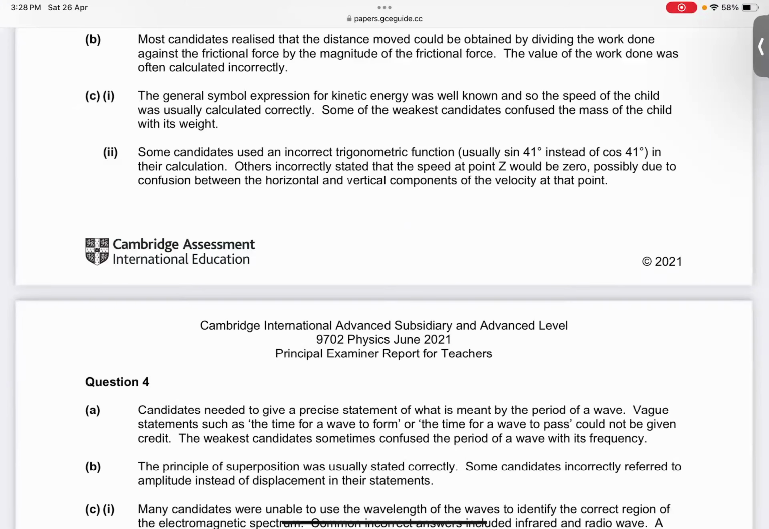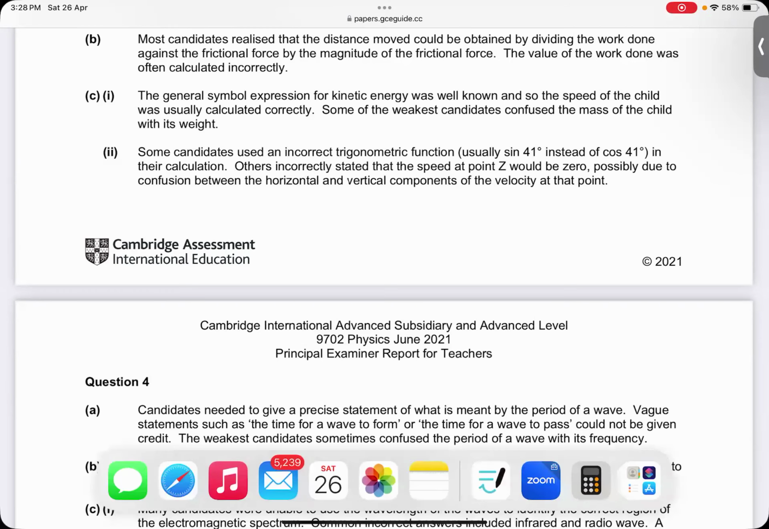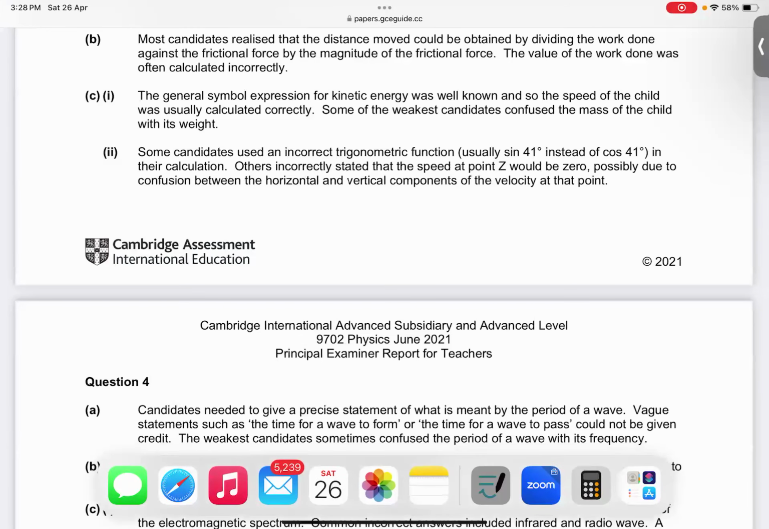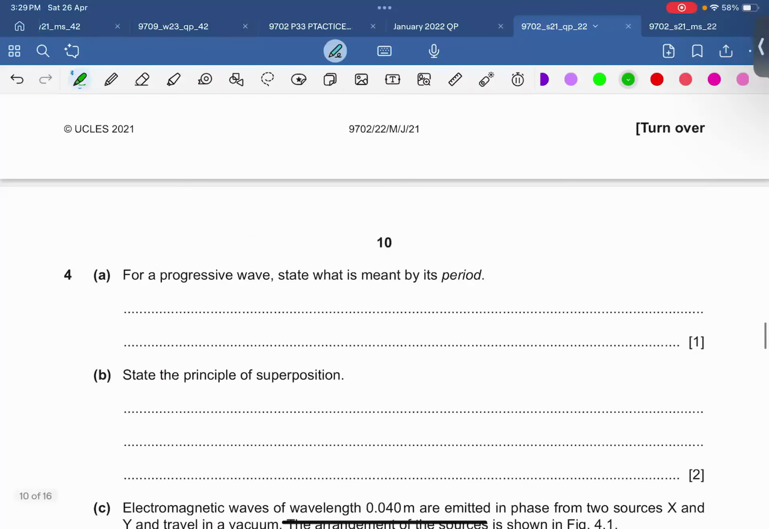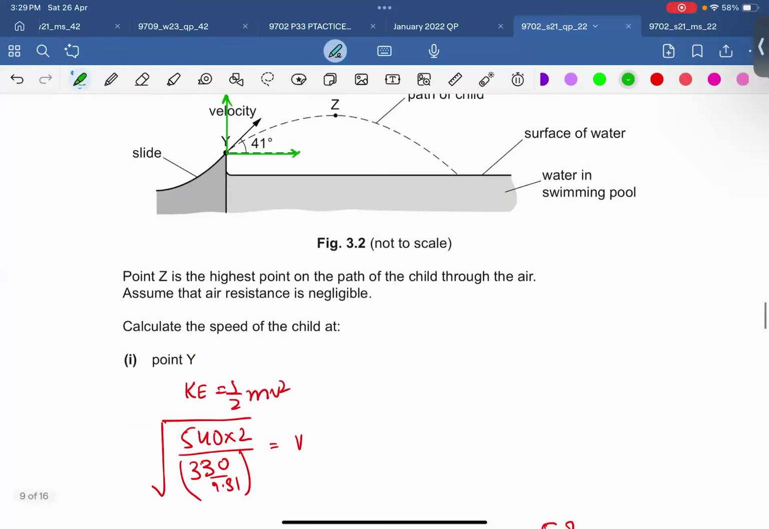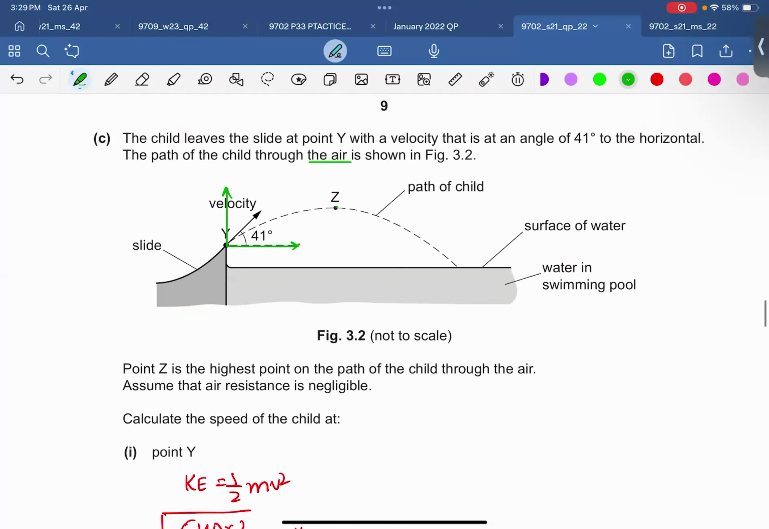Others incorrectly stated that the speed will be zero, possibly due to confusion between the horizontal and vertical components of the velocity at that point. Okay, fine, good. Sir, but how will we know if they're asking for the horizontal or the vertical velocity? At maximum height, it's obvious there won't be any vertical velocity, right? That's why it's moving horizontally at point Z. Getting it?